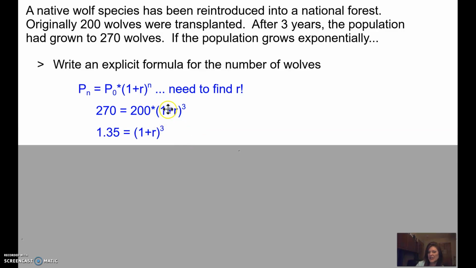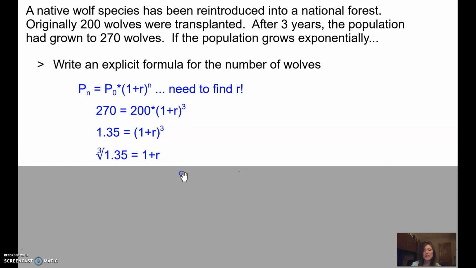If I'm trying to get to the r, first thing I need to get rid of is that 200 times that parenthesis stuff. So we'll divide both sides by 200. Okay, so now I've still got my r trapped inside a parenthesis that's raised to the third power. That means we want to take the cube root of both sides. On the right hand side, that cancels out that exponent, and on the left hand side I just have the cube root of 1.35.